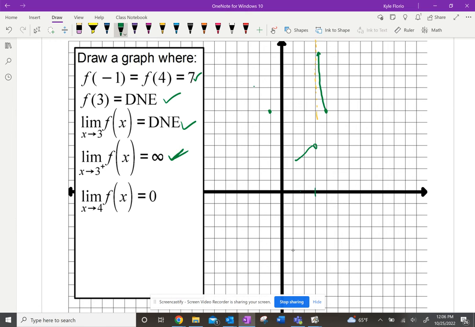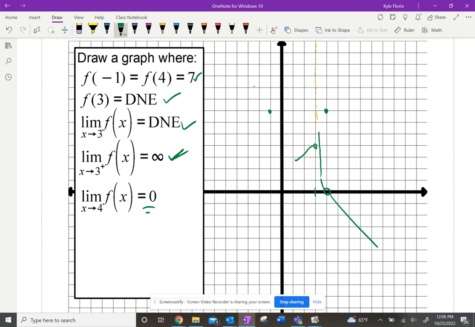Now the limit as x approaches 4 is 0. So as we approach the x value 4, the function needs to approach 0. So this right here, I need to make sure that happens. Okay. So I'm going to put a little hole here. Because f of 4 is already defined, I can't put a point there, but as I approach this value, it needs to be approaching 0. So whatever's happening over here doesn't matter. And whatever's happening here still needs to come there.